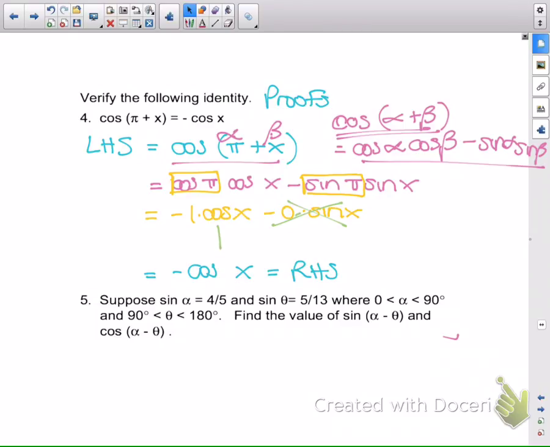-1 times cosine x, which just gives me negative cosine x. So by splitting it into pieces that are manageable, I can work it down to something that's a lot simpler. So all we did was take our alpha and our beta, plug them in, and simplify. Okay? Anytime it says verify the following identity, it means write a proof like that. So your proof is just showing your work.